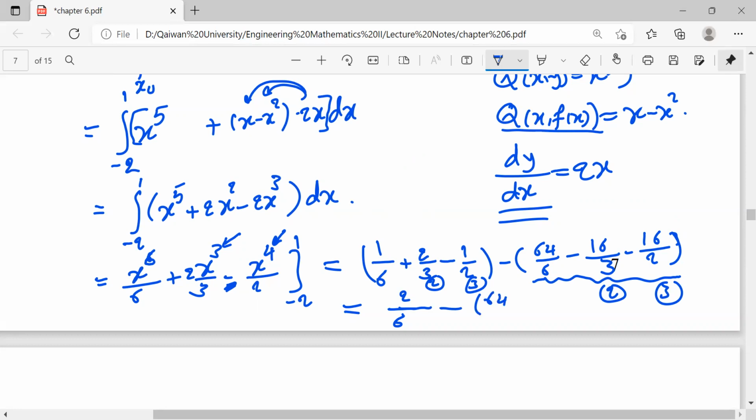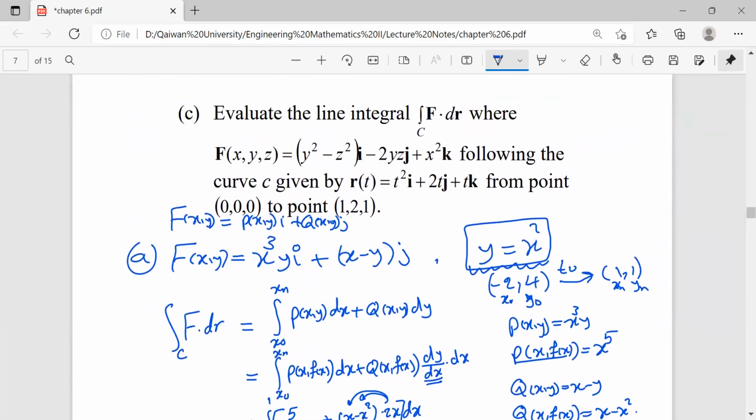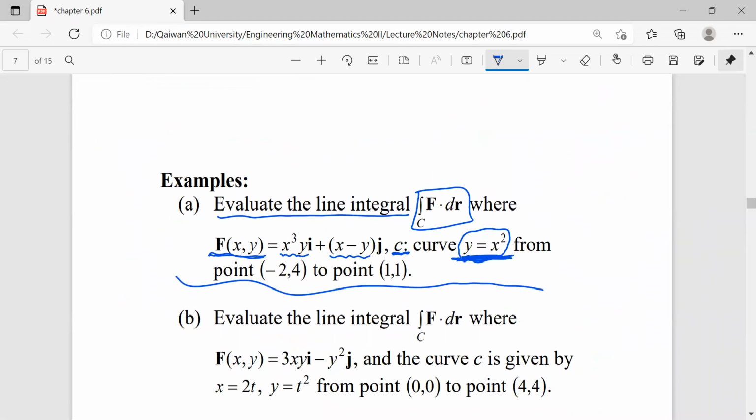64. 2 times 16 is 32. And 3 times 16 is 48. All divided by 6. This is minus. Minus 32 and minus 48 is -80. -80 plus 64 is -16. And here you have this negative sign, so it becomes +16. Okay, that's 16 over 6. This equals 3. So the arc length is 3. The arc length for this example, from -2 to 1, is 3.